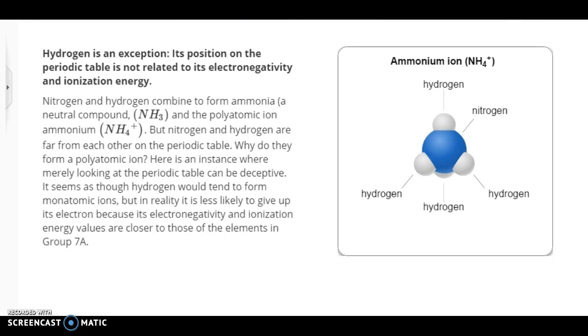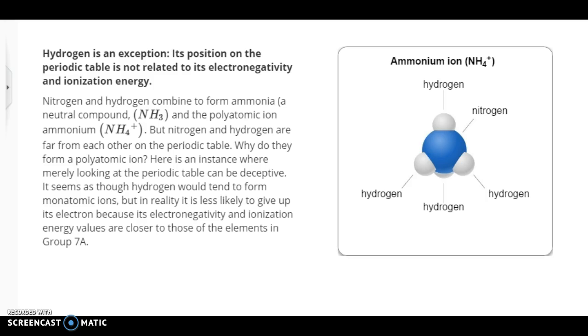Hydrogen, of course, is an exception. Its position on the periodic table is not related to its electronegativity and ionization energy. Nitrogen and hydrogen combine to form ammonia, a neutral compound, NH3, and the polyatomic ion ammonium, NH4, with a +1 charge. But nitrogen and hydrogen are far from each other on the periodic table. Why do they form polyatomic ions? Because hydrogen is really a what?